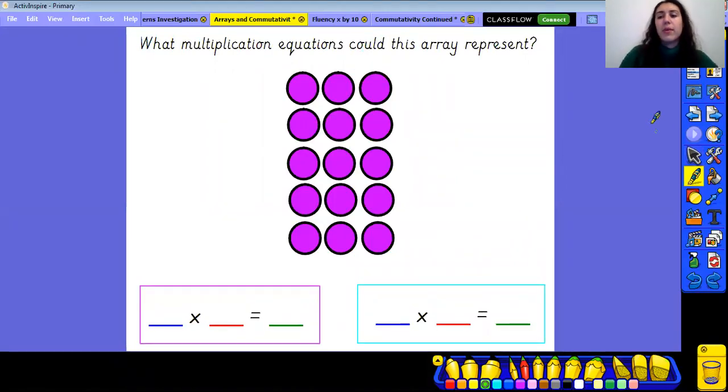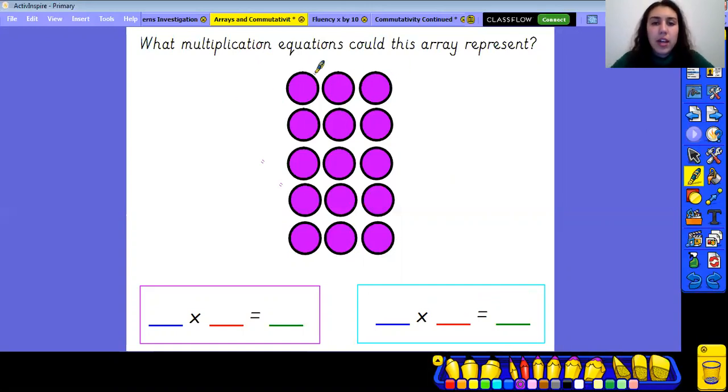Super, let's have a look at this one then. Maybe you could have a go at pointing at the screen and showing me how you would group these counters together. Lovely, well done for having a go.